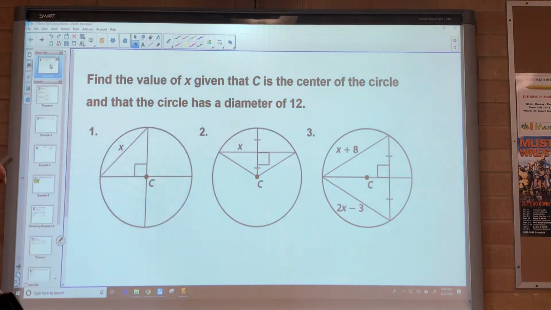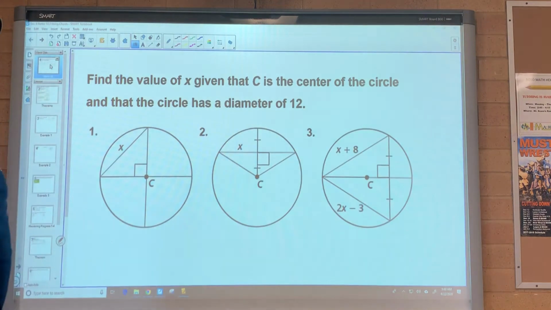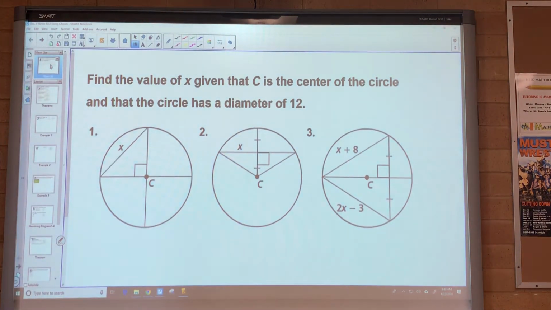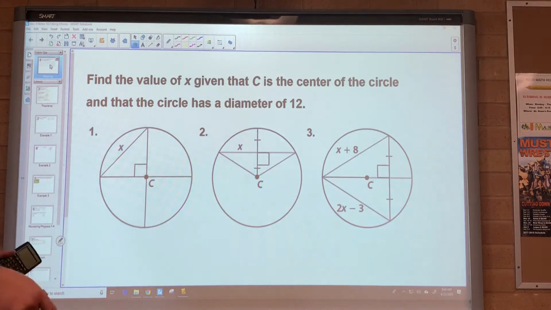We're going to review this just for a second before we go on to 10.3. I hope you guys did all right on 10.2. This lesson is going to be dealing with chords. Remember, a chord touches the circle twice. But we're going to review this just for a minute, because we'll be doing some problems that deal with this a little bit.